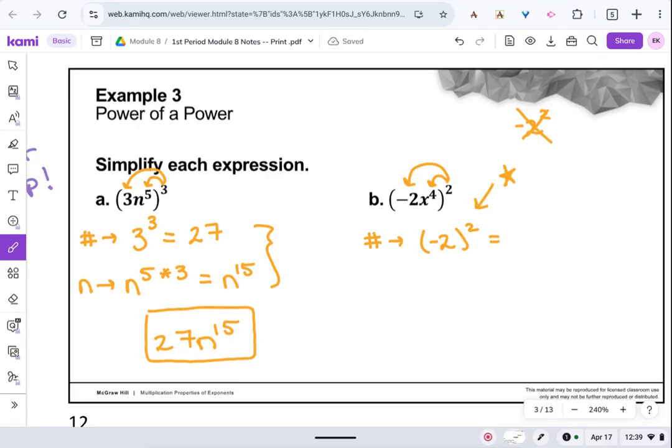This will get you the answer of a positive 4, because what it's telling you is negative 2 times negative 2. That's what negative 2 squared is. If you don't type it in correctly, it'll give you the wrong sign. The x base had a 4. I multiply the small 2 into it. I get x to the 8th. And then again, we bring those together for x to the 8 as my final answer.